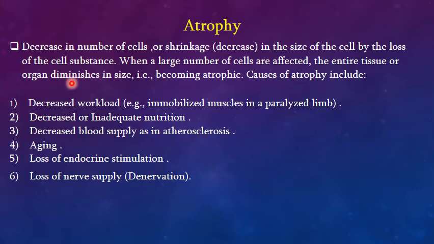The organ or tissue becomes smaller, diminished in size, shrinkage. There are many causes of atrophy. What are the causes of atrophy? First, decrease in the workload. Workload means, for example, immobilized muscle in a paralyzed limb.